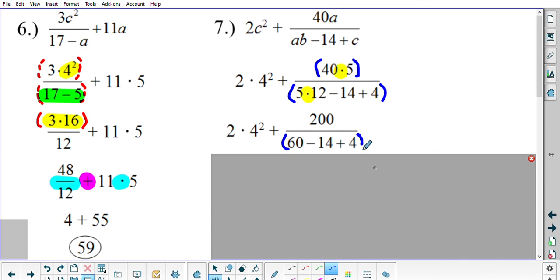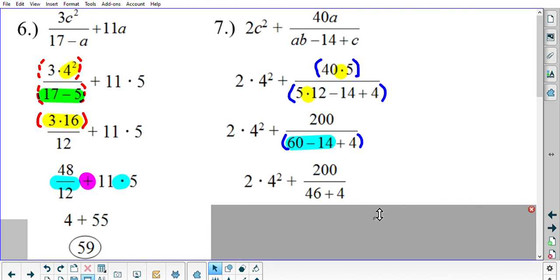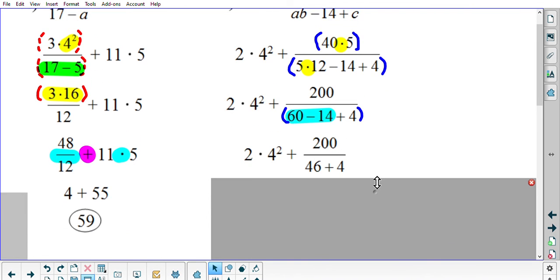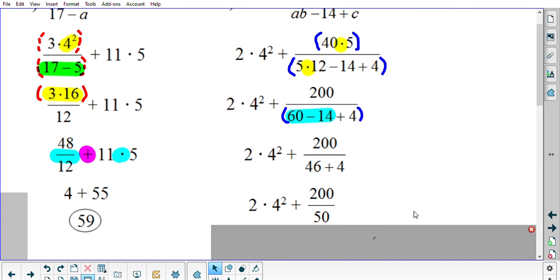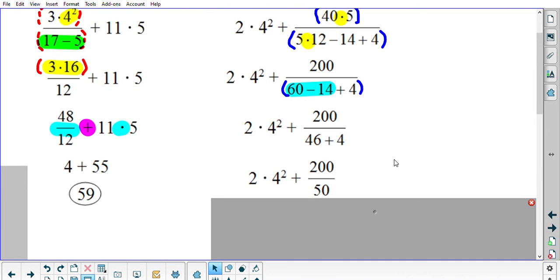We still have 60 minus 14 plus 4. As I mentioned earlier in this video, with addition and subtraction, you are supposed to go left to right. So since the 60 minus 14 is further to the left than the plus 4, that's why you're going to do 60 minus 14 before you add 4. 60 minus 14 is 46. Finally, 46 plus 4 is 50. Now I have done the entire math problem in the numerator, the entire math problem in the denominator, which means the parentheses part of this very long mathematical expression has been done.